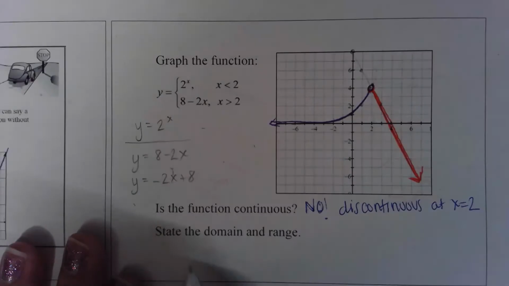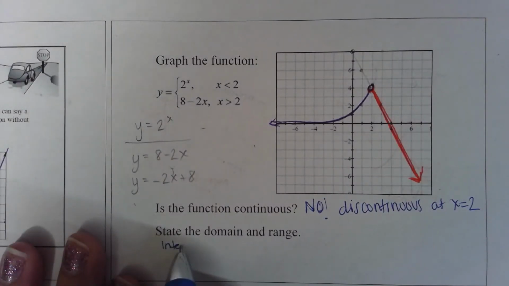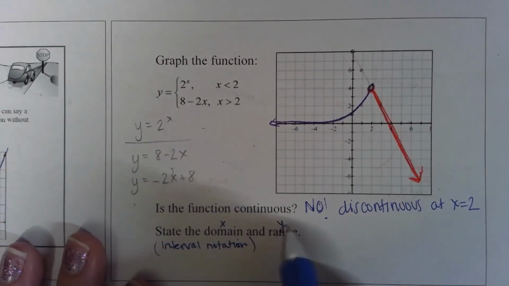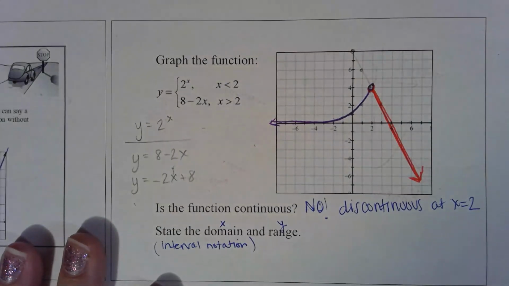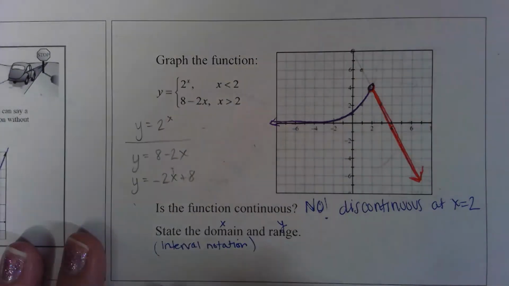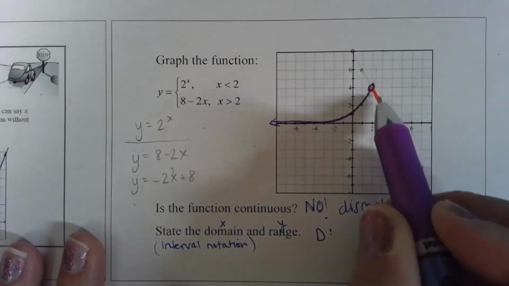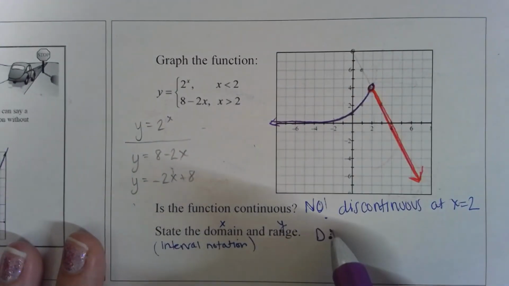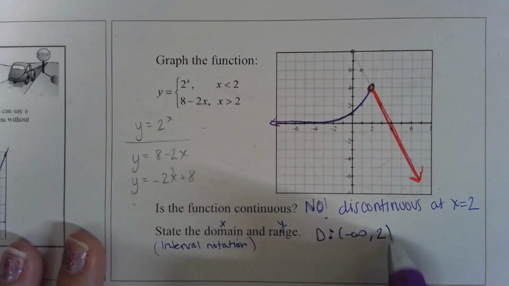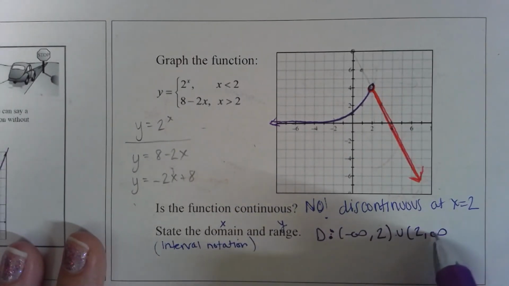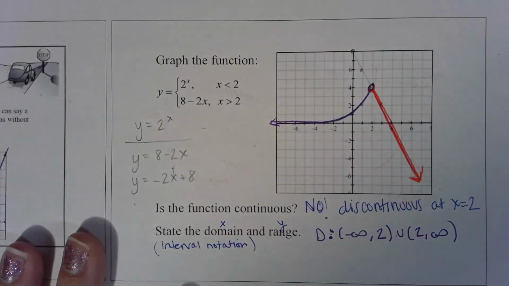All right, let's state the domain and range, and let's make sure we're using interval notation. Remember, domain is x and range is y. So which x's do I use? Well, it looks like I use all of them except for 2. So from negative infinity to 2, and then again from 2 to infinity.